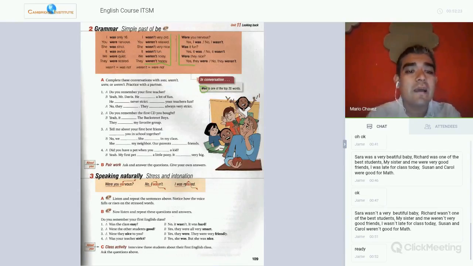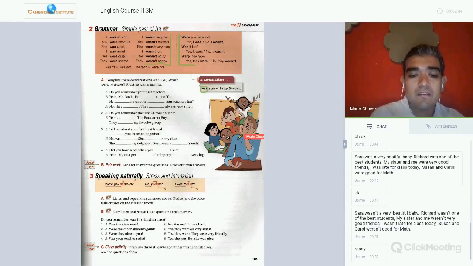Okay? And here we have, complete this conversation with was, wasn't, were, or weren't. Practice with a partner. And we have, do you remember your first teacher? Yeah, Mr. Davis. He what? El que. He, ¿qué crees que diría ahí? He what? What do you think? Jaime, he what?